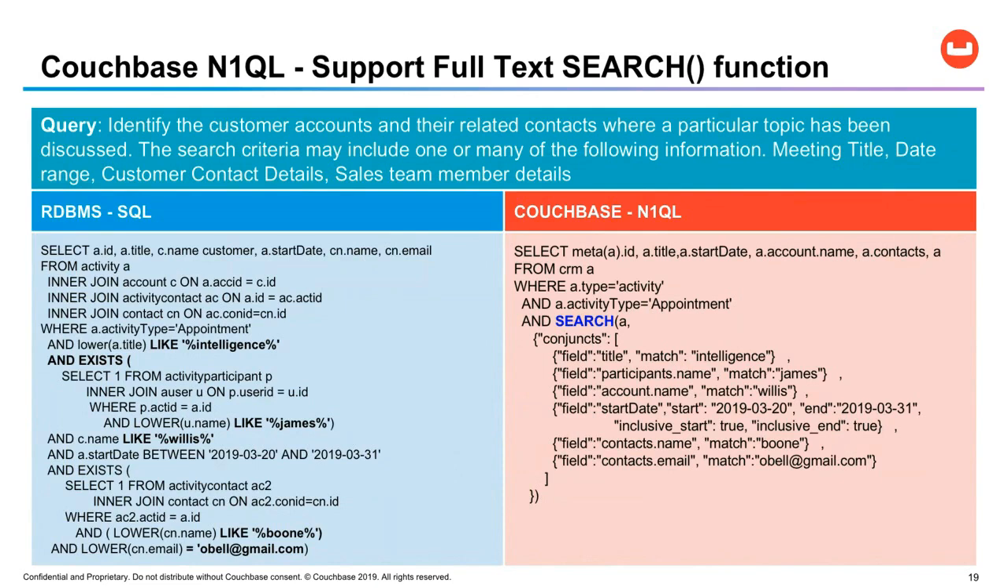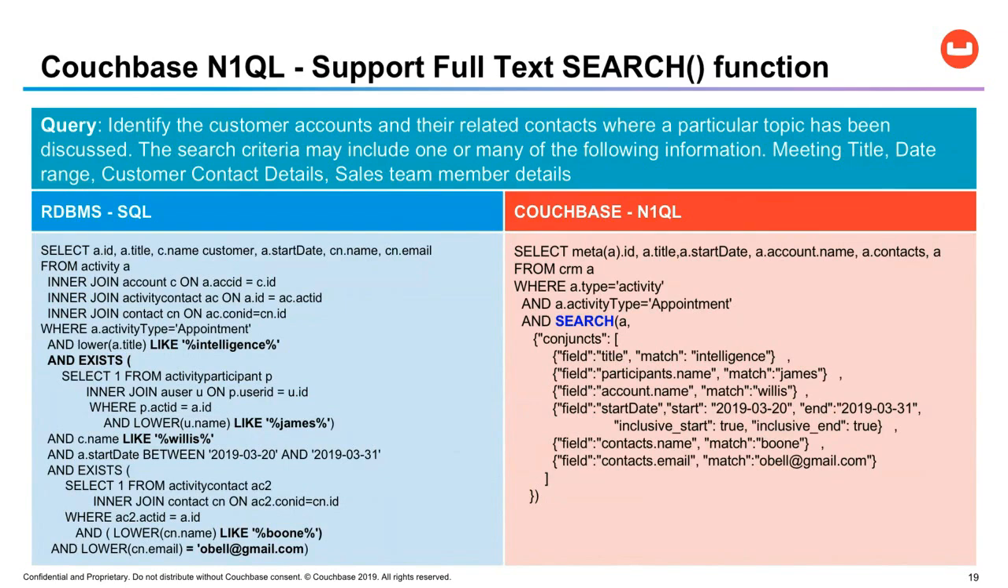Using N1QL search, we can leverage the full text search capability, passing in what we need to search for. Here, the search leverages an FTS index that allows a fast search on all of the relevant fields in the activity document, including searching for the array components such as the activity participants and the contact array on the activity. Couchbase full text search has been designed to handle this type of complex search very efficiently.